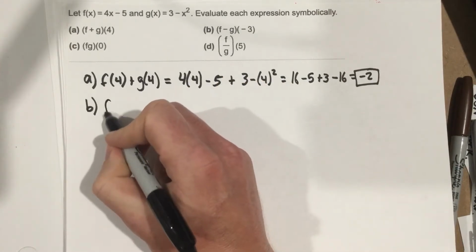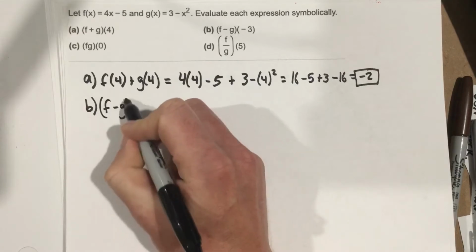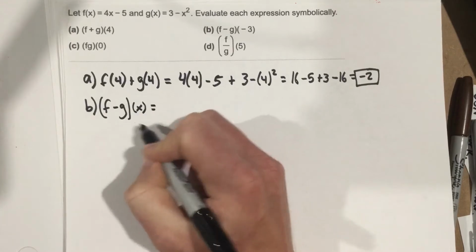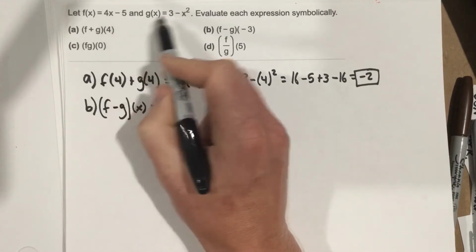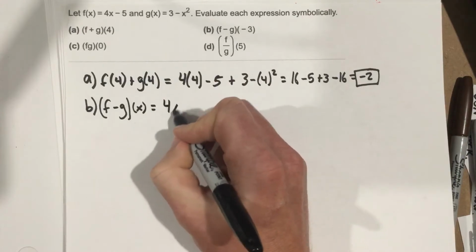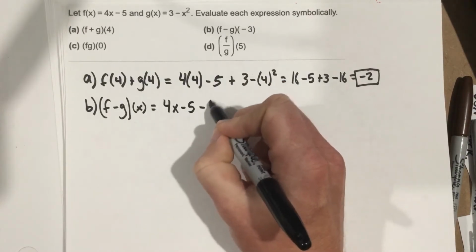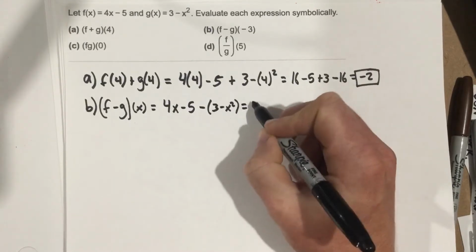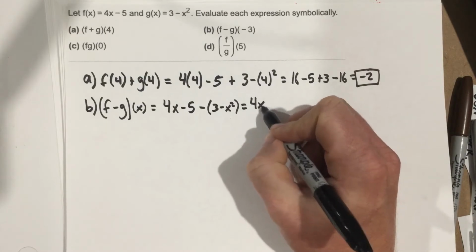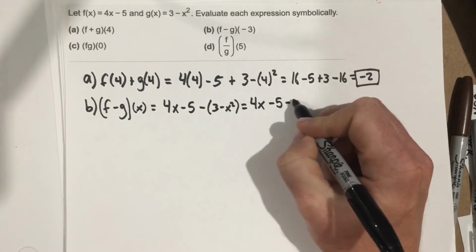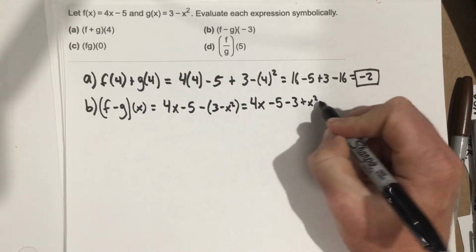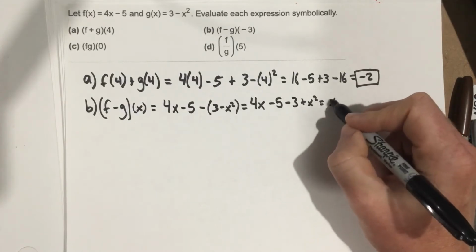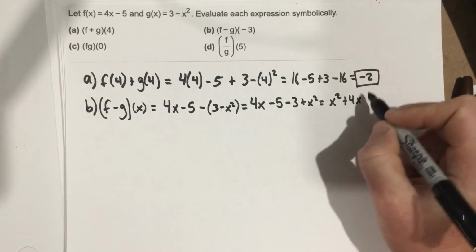So let's do f minus g of x. That means we're going to take this function and we're going to subtract this function. So we're going to have 4x minus 5 minus, in parentheses, 3 minus x squared. That's going to give you 4x minus 5 minus 3 plus x squared, which will give you negative 8. So I'm going to rearrange this: x squared plus 4x minus 8.